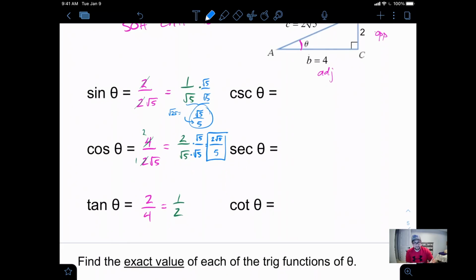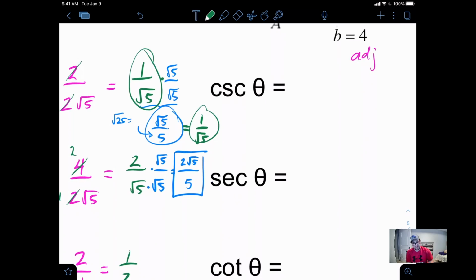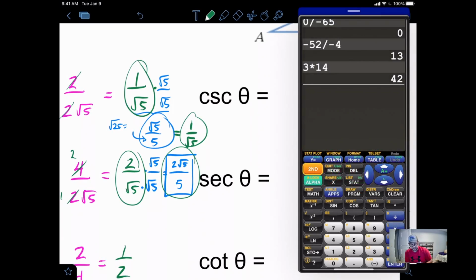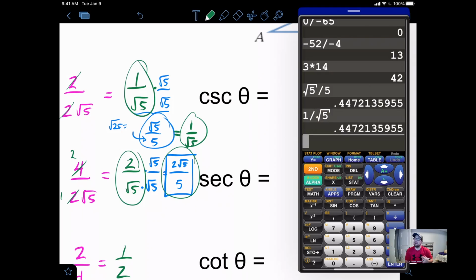Now, as we move forward through this, one thing we should realize is that 1 over the square root of 5, what we started with here, is exactly equal to this. If we punched in these values, we would get the same thing. Same with this expression being equal to this one. And you can verify that relatively quickly on a calculator by just punching in second square root of 5 divided by 5. And then punching in 1 divided by second square root of 5. And we find out they are exactly equal.